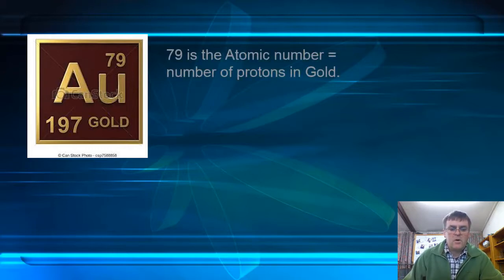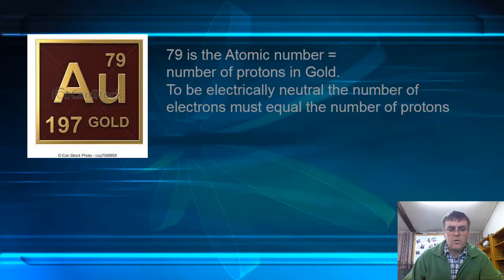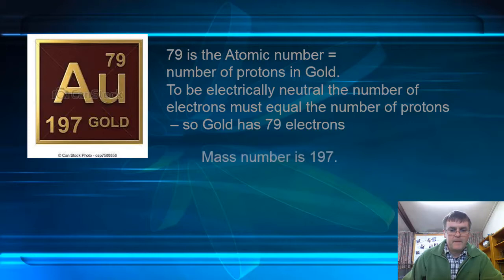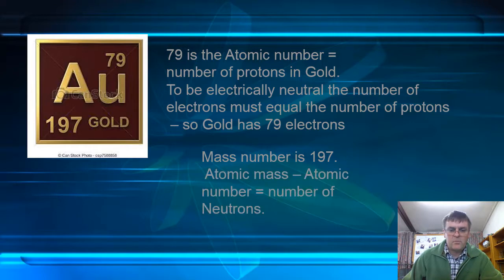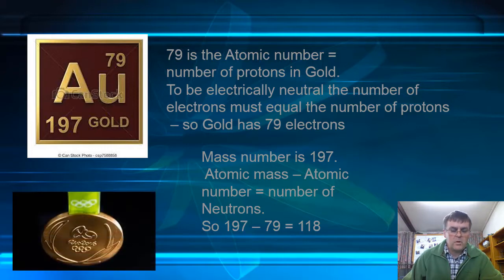So we've got some numbers on there. We've got 79 and 197. 79 tells you the atomic number, which is how many protons it has, and therefore that's how many electrons it has because it's electrically neutral. So gold's got 79 electrons. The mass number is 197. This is where some math sneaks into some science. So atomic mass minus the atomic number equals how many neutrons it's got. So gold is 197 minus 79 equals 118 neutrons. Go for gold. There we go.